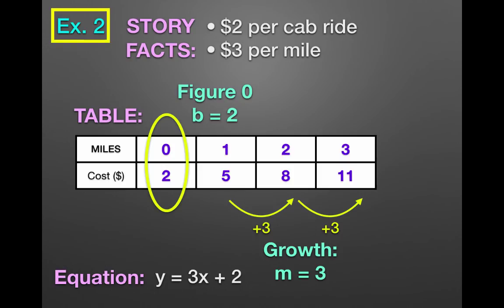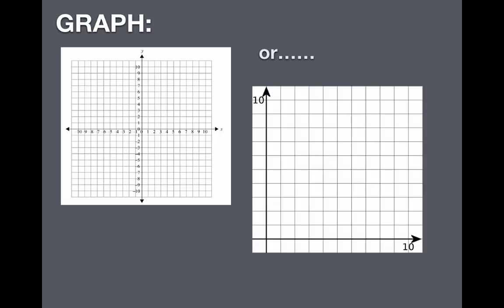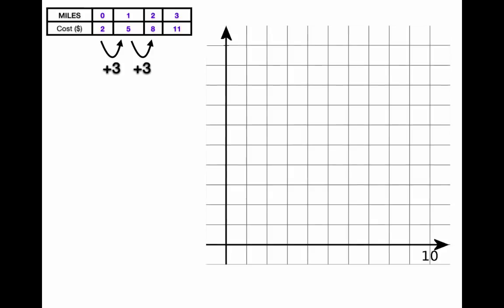Now we're getting really close to having all 4 representations. We got the story, we got the table, we got the equation. There's only one thing missing, and what is it? Yeah, we're missing the graph. So we got to decide which type of graph we want to do. Do we want to do all 4 quadrants or just the first quadrant? Well, there's no negative numbers, is there? So let's go first quadrant on this one.